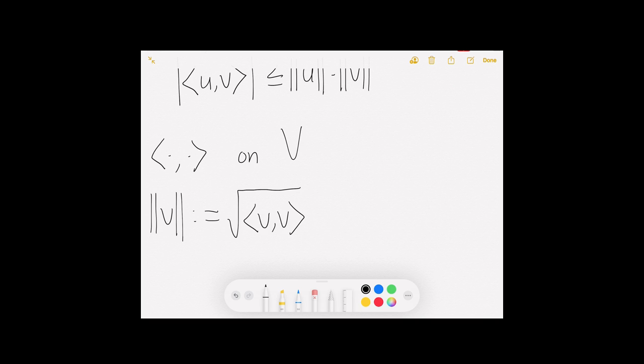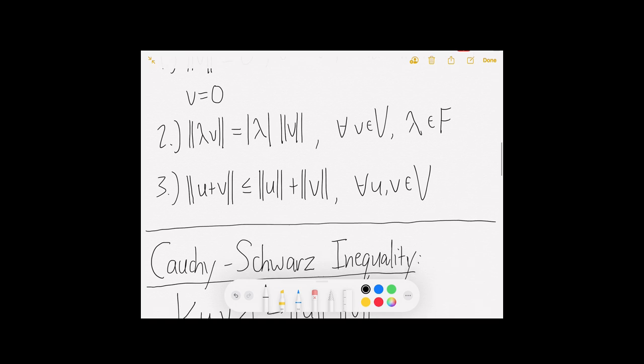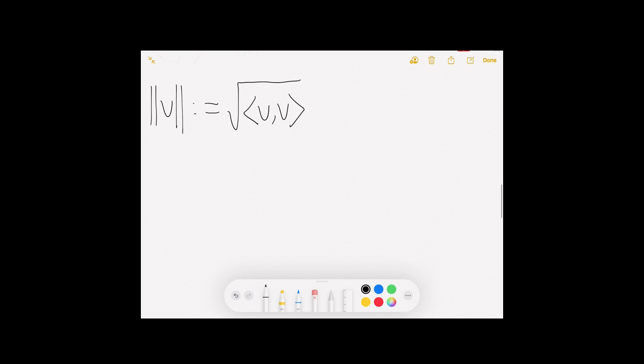Now we have to make sure that this is actually a valid norm, which means we have to make sure it satisfies these three conditions. The first two are relatively straightforward, so we won't go through those. But the third one, which is the triangle inequality, involves the Cauchy-Schwarz inequality. So let's walk through that together. Let's pick any two vectors, u and v, in our space. We'll compute their norm squared, and by definition, that's going to be the inner product of u plus v with itself. And using linearity, we're going to get the following.